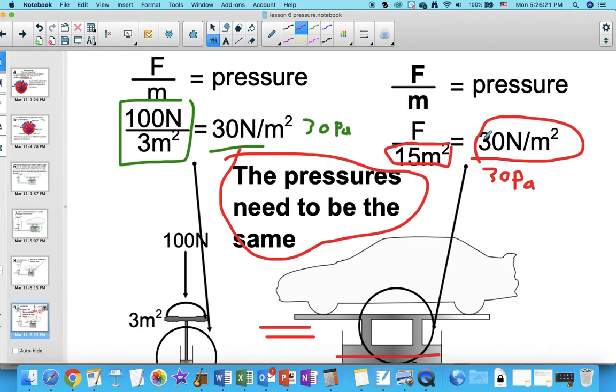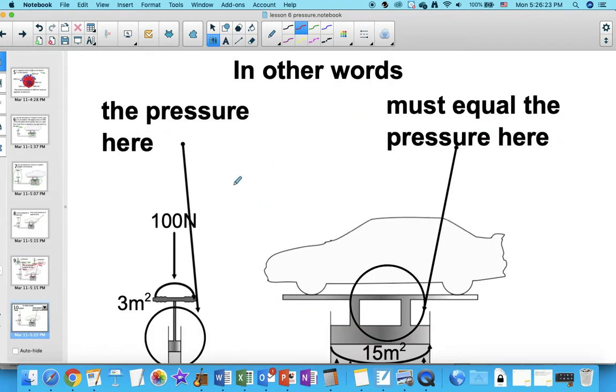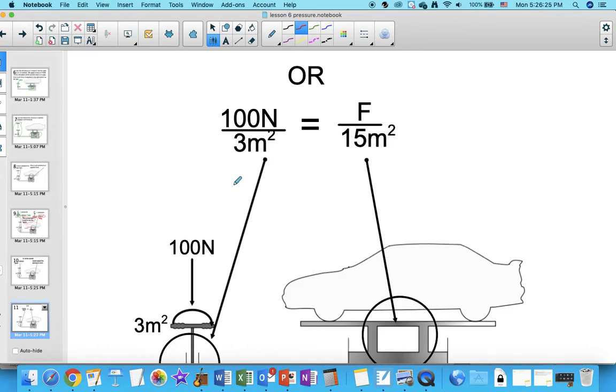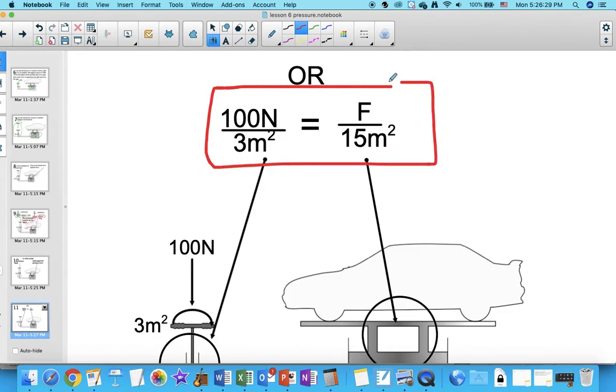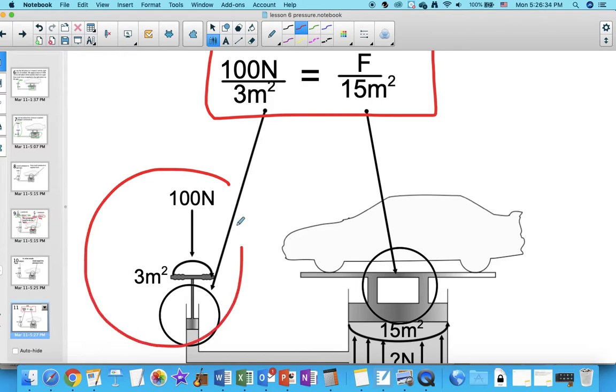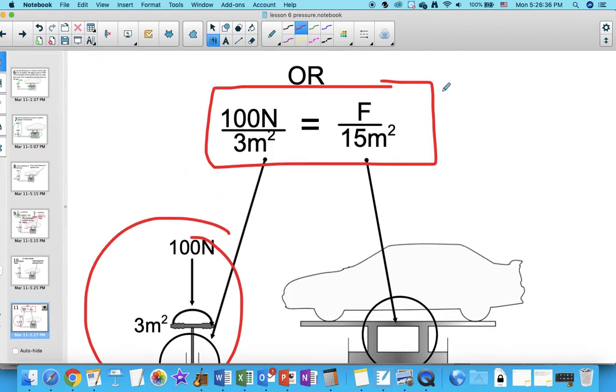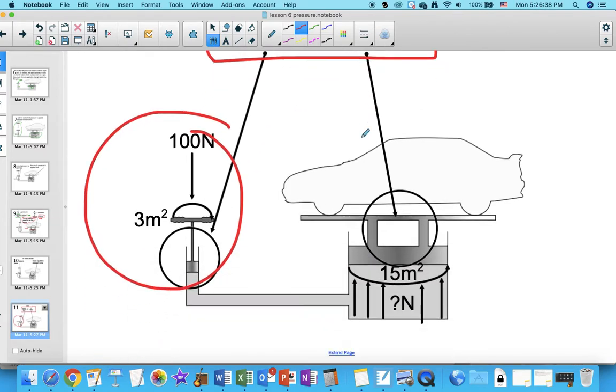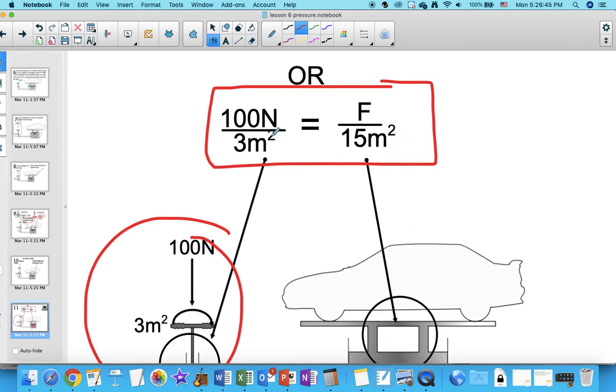Now we know that the pressures must be equal, and we know what part is missing. We could make the equation look like this: 100 newtons over 3 meters, because that's the pressure we calculated here, equals force over 15 meters. We know that force divided by distance is pressure, and both must be equal, because Pascal's law states that the pressure on both sides must be equal.